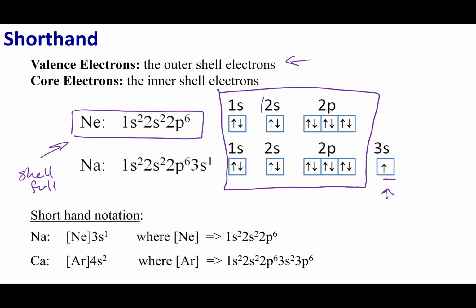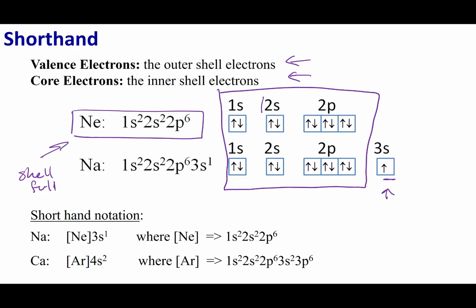The electrons that are on the outside are going to be called the valence electrons. For anything that's not a noble gas, my valence shell is not going to be filled. The inner electrons are going to be core electrons.